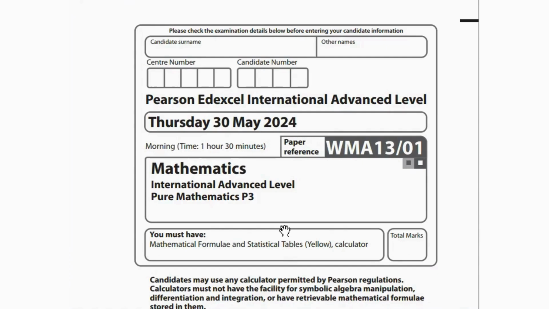Today we're going to do Excel International Advanced Level Maths Paper 3, which is for Pure Maths 3. This is for May 2024. I've already uploaded the videos for Paper 1 and Paper 2, which you can access at the link above. Let's start with this one and see what kind of questions came in this paper and were they easy or difficult overall.